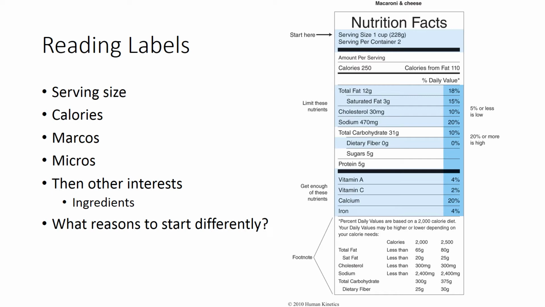Now, if we have someone that has some major food allergies, we should start off with the ingredients or the allergy warnings, because it doesn't matter how many calories are in it if they have a peanut allergy, and they can literally die from having an allergic reaction to peanuts because we didn't read the label.